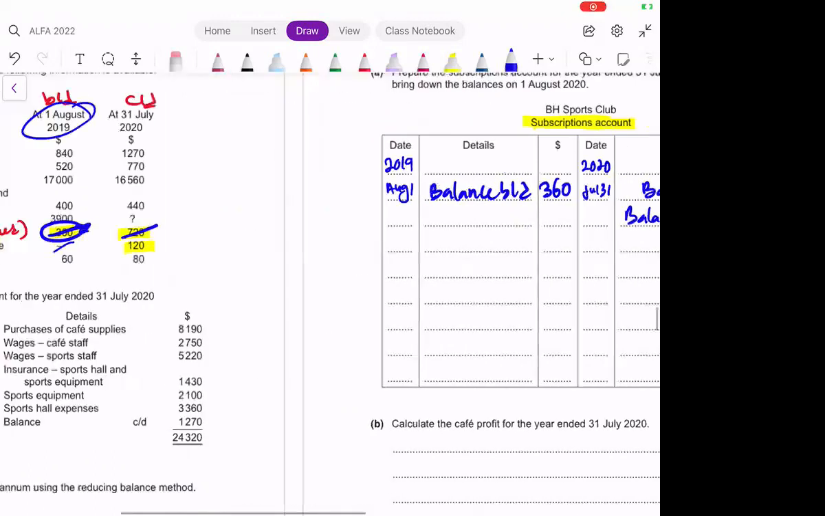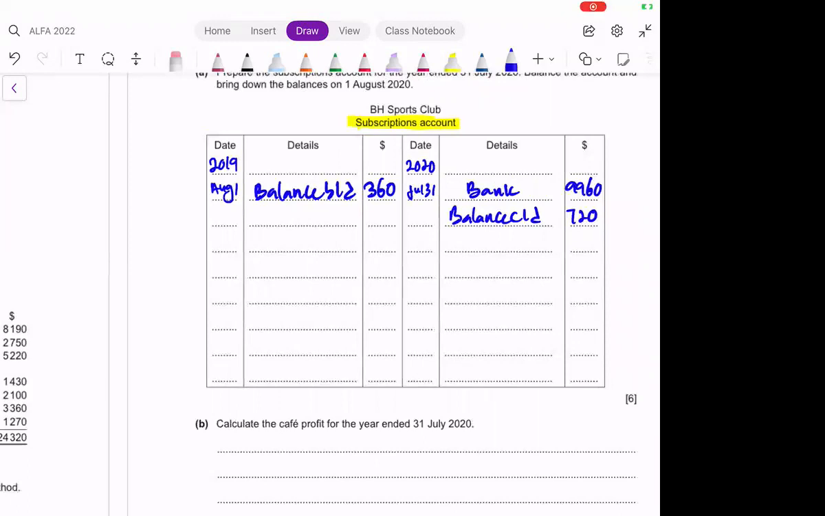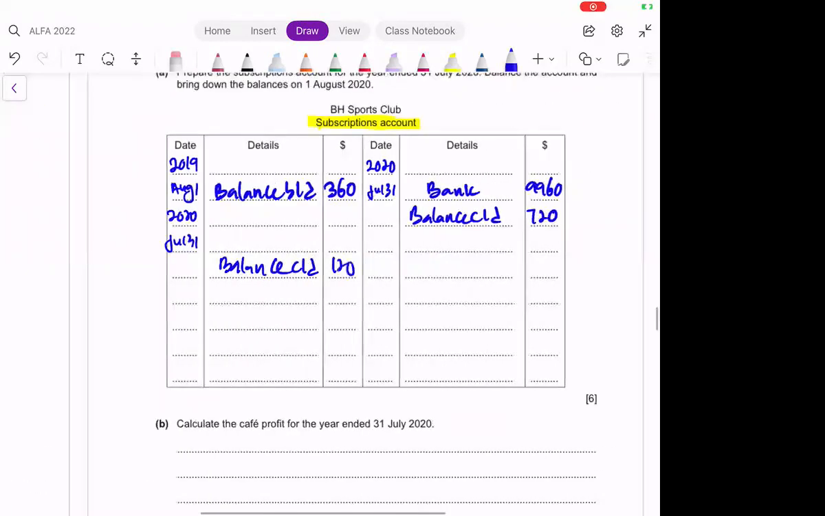$720. And then this balance c/d, leave one line. The date will be 2020 July 31st, leave one line and then write balance c/d. If you forget to leave a line, no problem. Total up. This total here is 10,680. 10,680 minus this, you get 10,200.